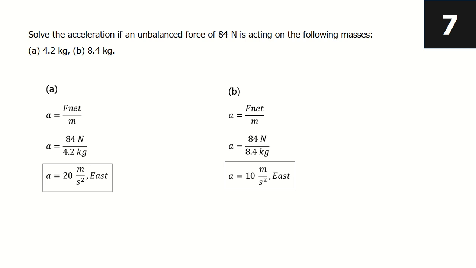Now this item is another way of showing the implications of the variables. If we have the same net force acting on two objects, but one of the objects is lighter and the other is heavier, the acceleration that will be experienced by the objects will be different. So for the lighter object, the acceleration will be higher, but for the heavier object, the acceleration will be lesser.